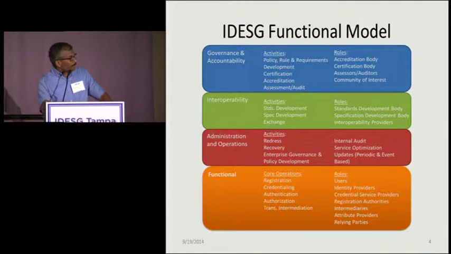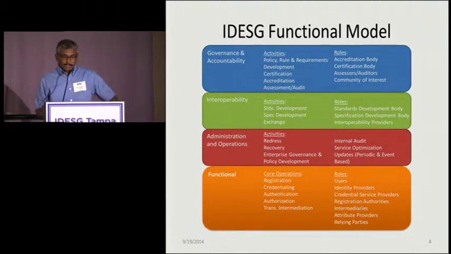At the bottom, the core functions are provided. You have registration, credentialing, authentication, authorization. These are all the fundamental functions, from a user perspective at least, that the ecosystem provides. You will see on the right side of the bottom layer the roles which have been identified that are critical to the ecosystem, like the users, identity providers, credential service providers, registration authorities, and so on and so forth.